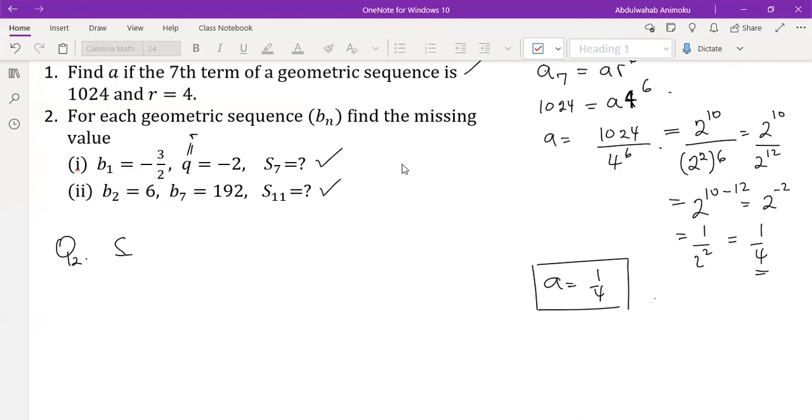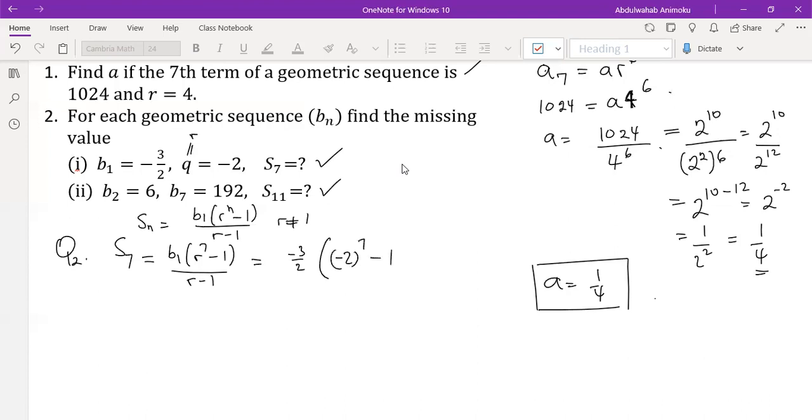So we are looking for S7. Don't forget the formula for Sn. Sn is basically B1 times R raised to power n minus 1 over R minus 1, when R is not equal to 1. So which means S7 would be B1 times R raised to power 7 minus 1 over R minus 1. Now, do we know B1? Yes, B1 is minus 3 over 2. What is R? Minus 2, raised to power 7 minus 1, all over minus 2 minus 1. And this is quite easy. So let's simplify further.